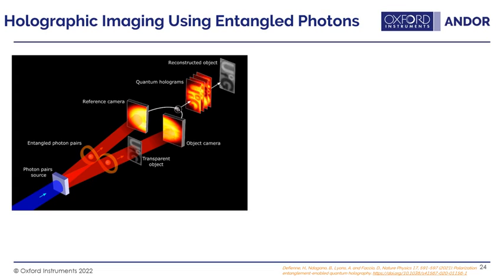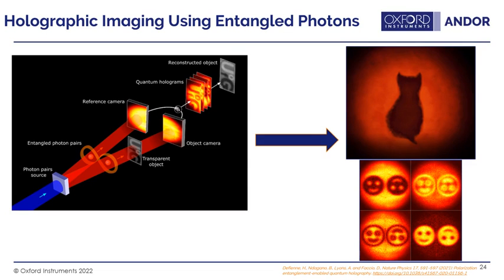The pair of photons are then detected in highly sensitive cameras where the quantum spatial features of the light can be reconstructed and produce an image of the object. Here are a couple of images that were produced using this technique: a cat, or maybe Schrodinger's cat, and down here, a couple of smiley faces.